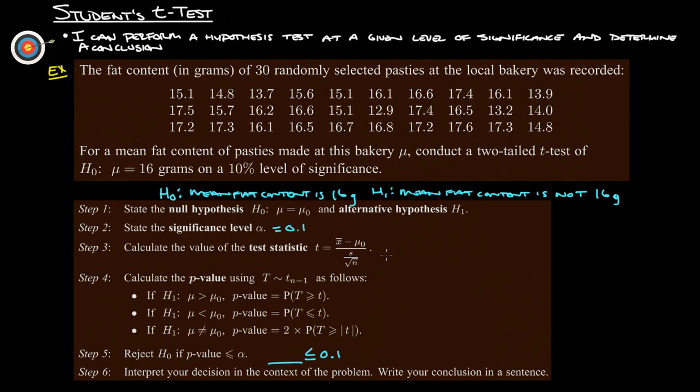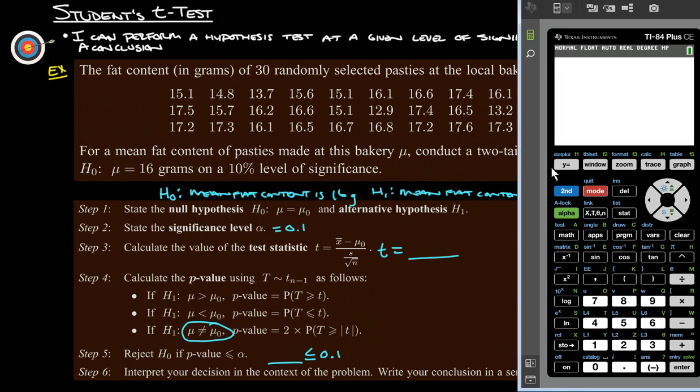Okay, calculate the value of the test statistic. So t is going to equal, we'll figure that out when we put it all in our graphing calculator. And it even says right here, a two-tailed t-test, which would make sense because you're not sure if it's going to be higher or lower than 16 grams. So when you're not sure if it's going to be higher or lower, it's always going to be this one right here.